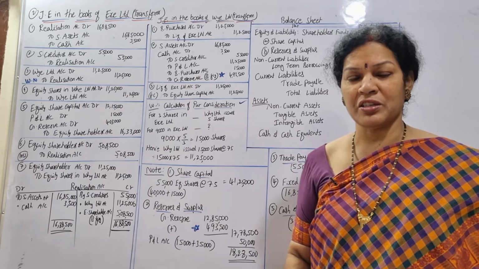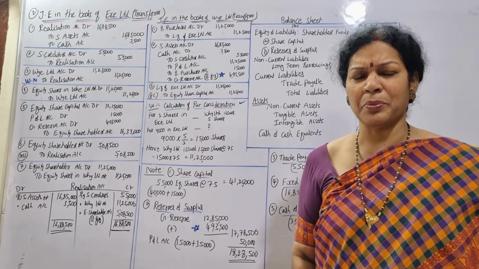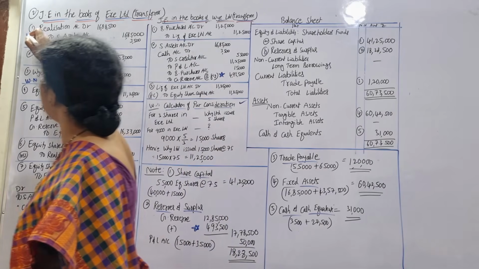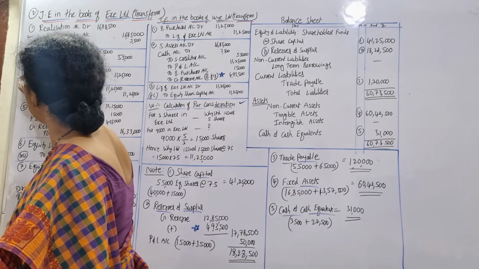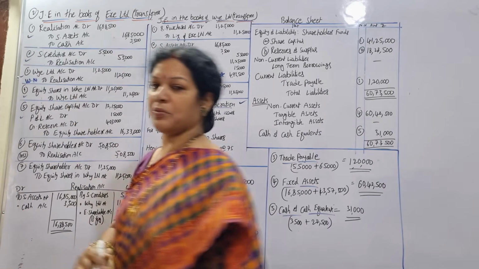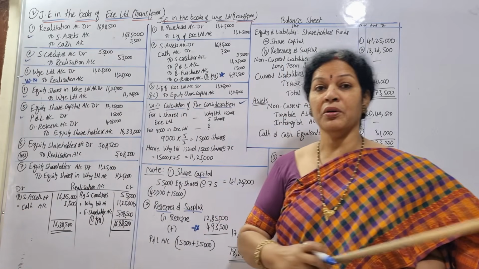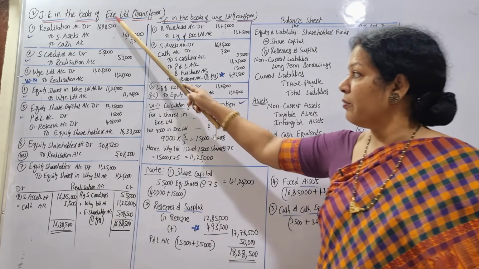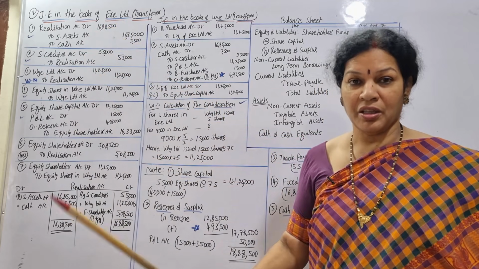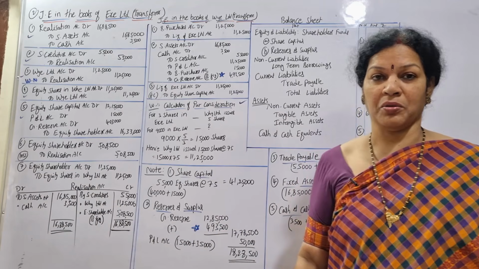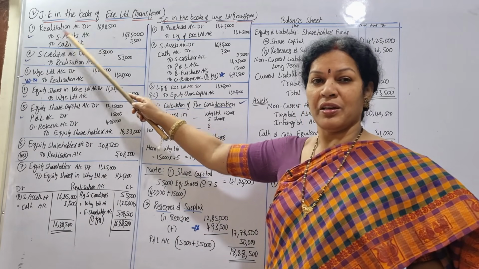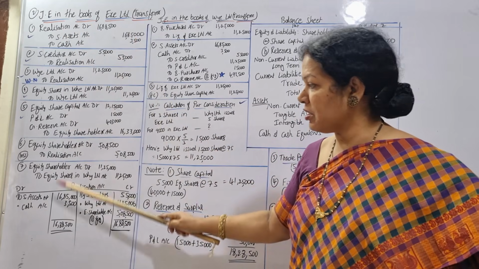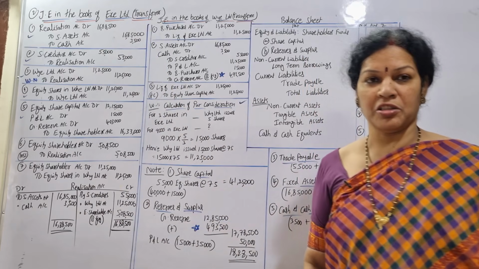Okay, next after writing these 5 entries we have to open the realization account. There we are going to get profit or loss. After writing 5 entries, 1, 2, 3, 4, 5. After this what do we have to do? Realization account we have to open. Realization account is opened. Wherever you are finding realization, that amount is to be transferred to the realization account. Now the first entry, realization is debited. So debit side we have written sundry assets and cash.